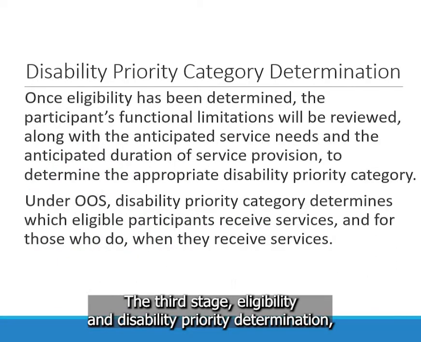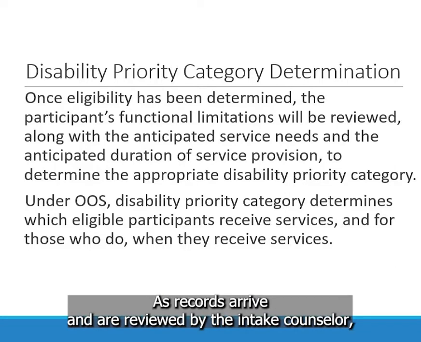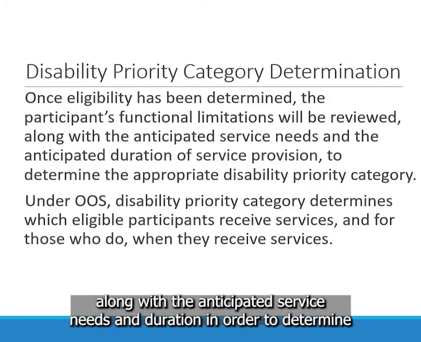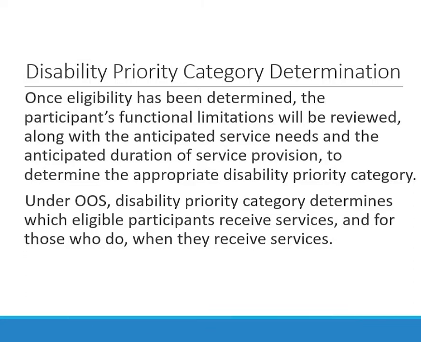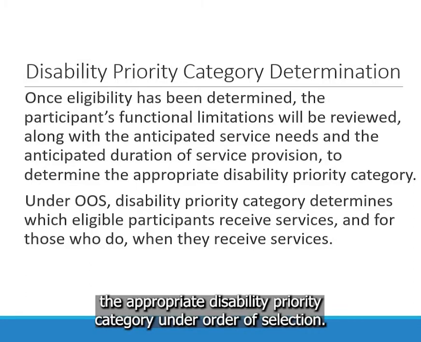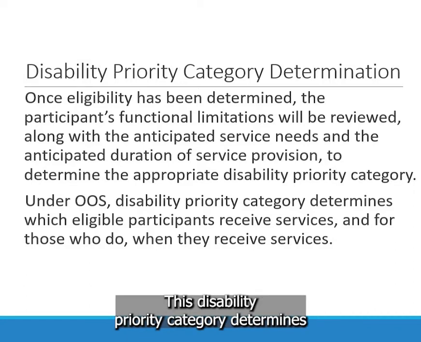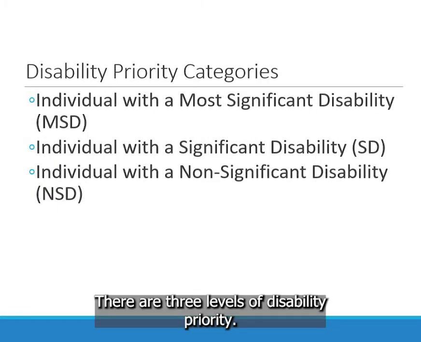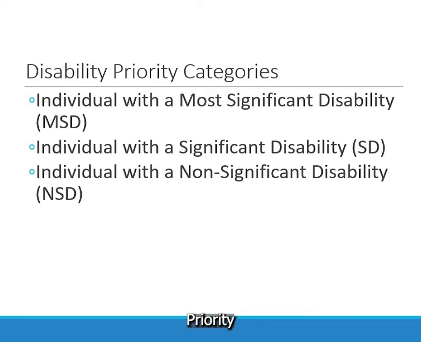The third stage, eligibility and disability priority determination, is next. As records arrive and are reviewed by the intake counselor, the participant's functional limitations are considered along with the anticipated service needs and duration in order to determine the appropriate disability priority category. Under order of selection, this disability priority category determines which eligible participants will receive immediate services. There are 3 levels of disability priority.